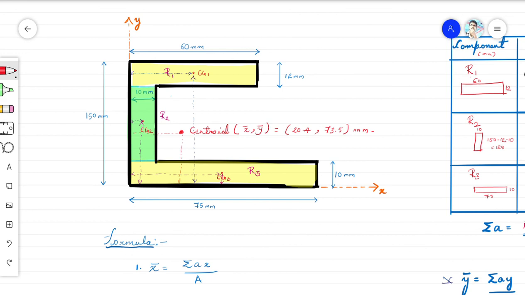Okay, so this is what this numerical is all about. This numerical carries around 8 marks maximum, 7 to 8 marks. I hope you understood all the concepts, and follow up for the other numericals.